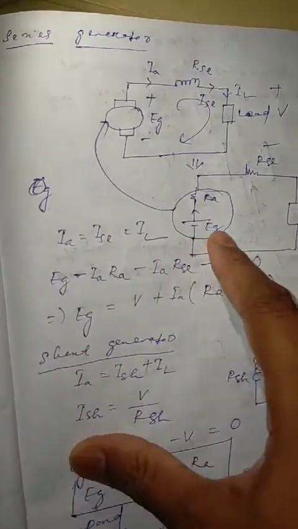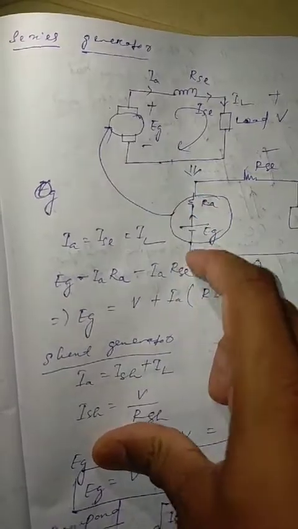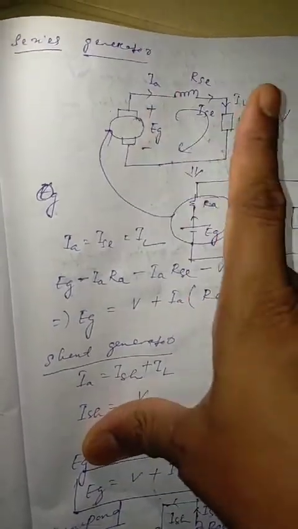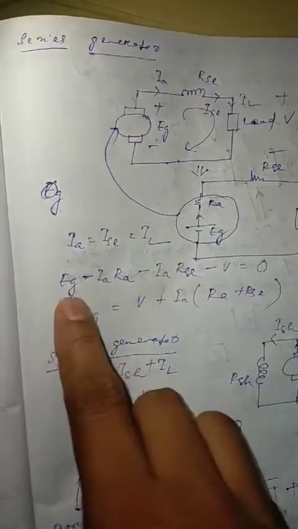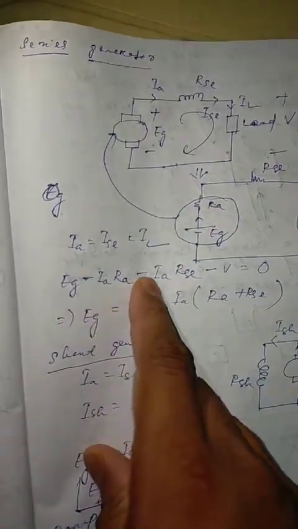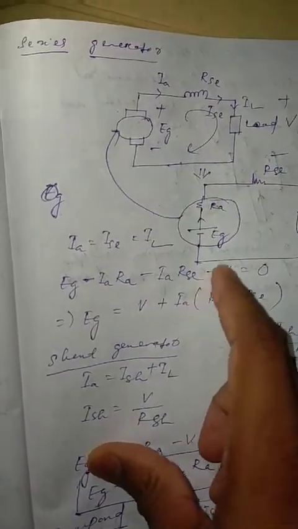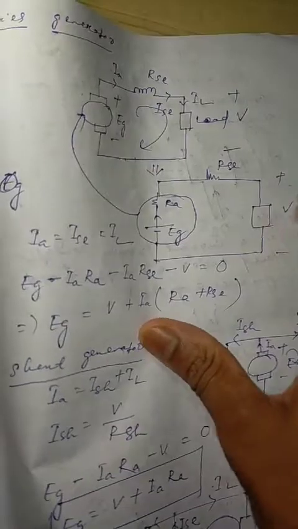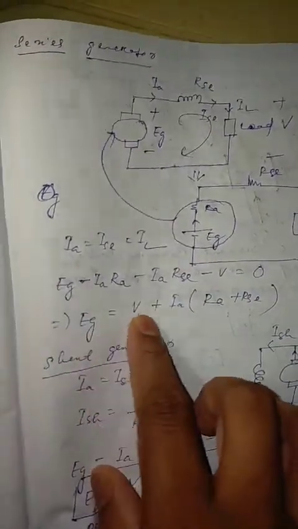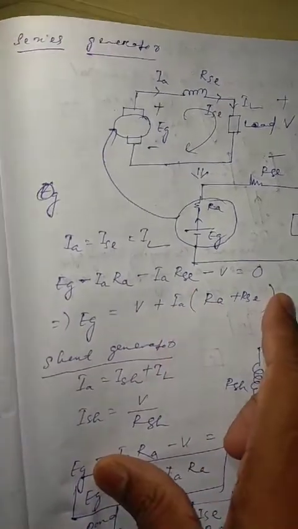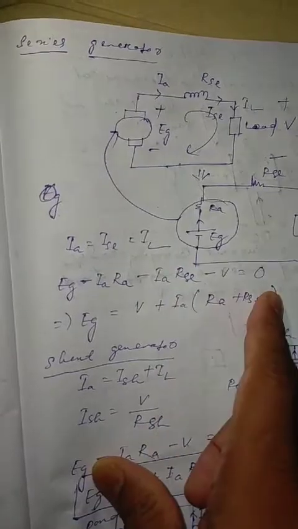Next, if I apply simple KVL in this circuit, what will be the KVL? For this one, EG minus IARA, you just remember EG minus IARA, because IA is going in this way, minus IAC RAC, because for this one it will be IAC multiplied by RAC, minus V equals 0. So what is the value of EG? That is V plus IA times (RA plus RAC). Why? Because here IA, IAC, IL are all equal.